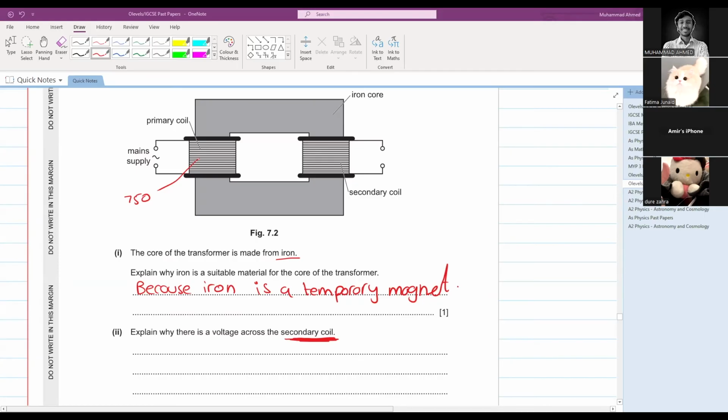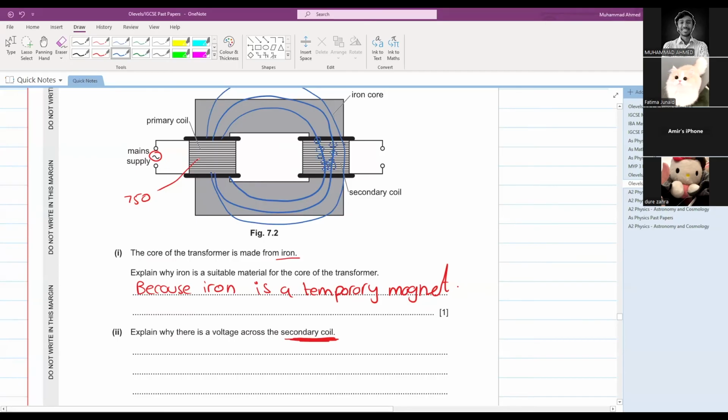The alternating current in the primary coil will generate magnetic field lines. These magnetic field lines cut with the secondary coil.